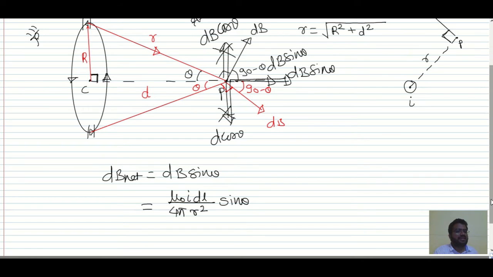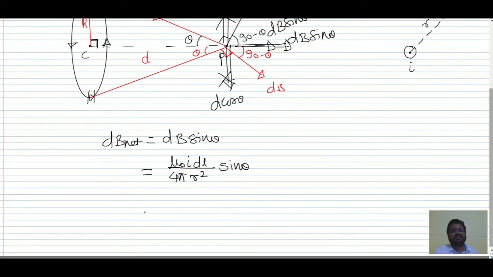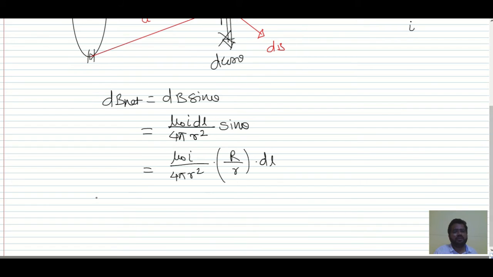Now, what is r squared over here? Just now we have seen that it is capital R squared plus small r squared. So, mu naught I divided by 4 pi r squared into what is sine theta? Sine theta we have is capital R by small r into dl. So, dB, the net magnetic field at point P, is mu naught I capital R divided by 4 pi r cube into dl.